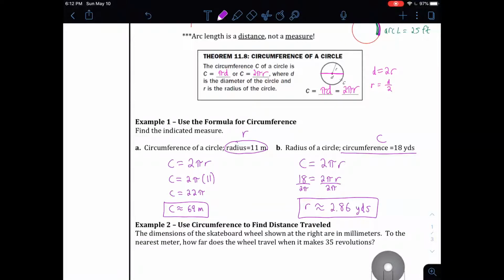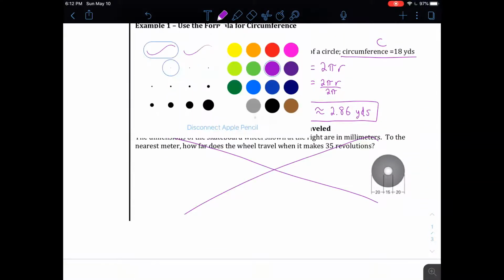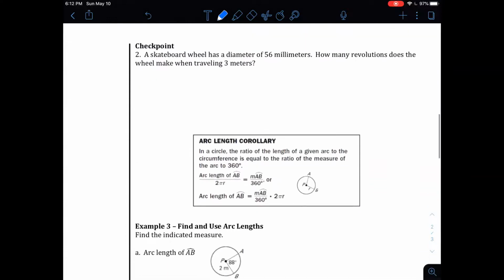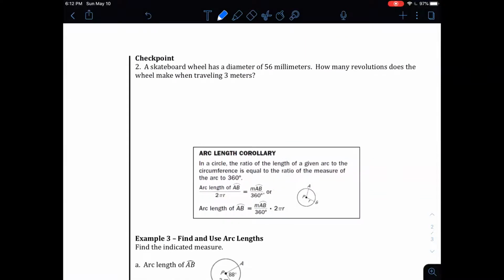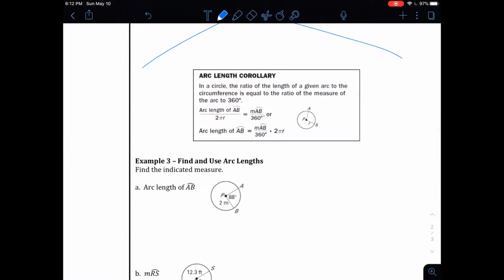All right? Now we're getting into more. We're going to skip example 2 because I don't like it. It's not a good one. We're going to skip checkpoint 2. We're going to jump into this arc length corollary here, okay?